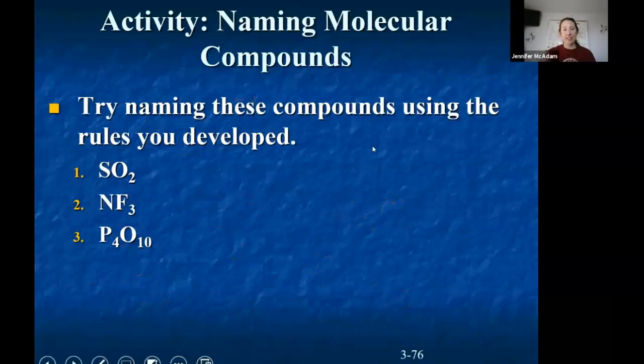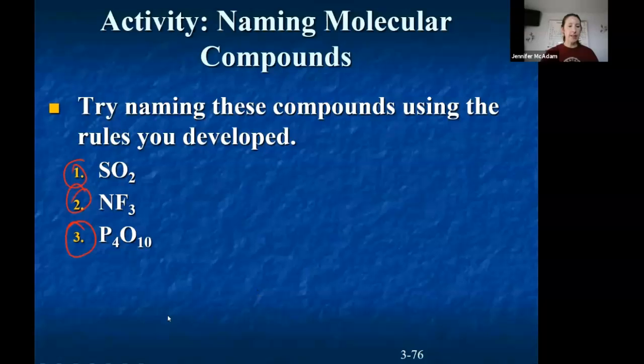Okay, now we're going to go backwards. So try these 3, and then we're going to go over them together. So try these now, and then we're going to go over them in just a minute.